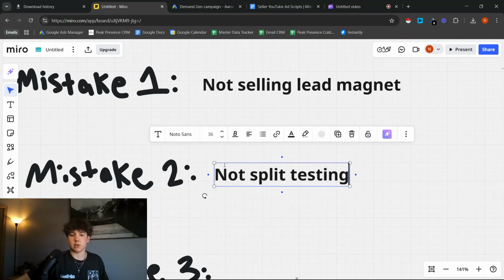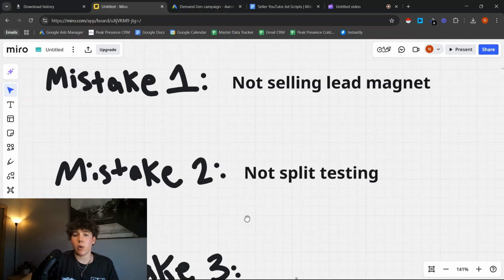So, what is split testing? Back in high school, when you were doing the scientific method, you basically have to isolate different variables for what to test. That's the exact same with this. You need to basically change one variable at a time, and that's what split testing is.